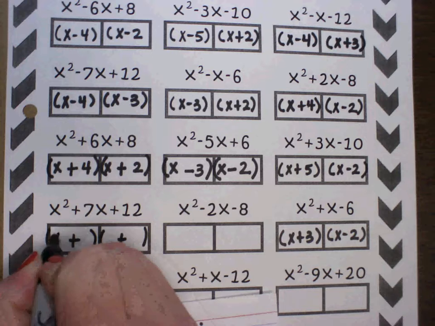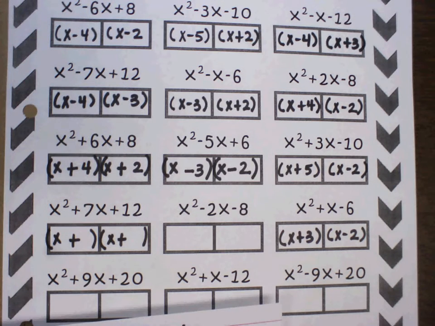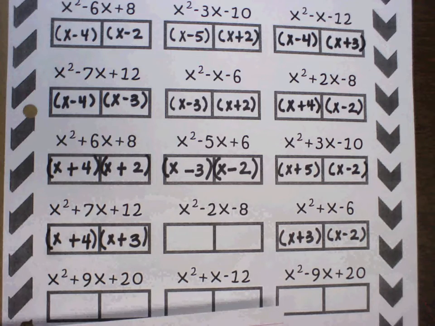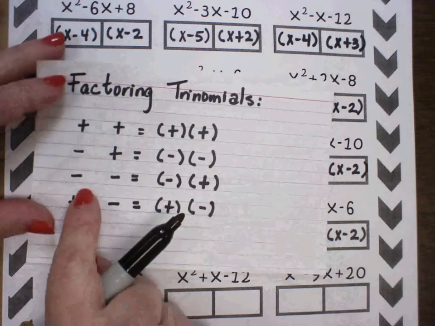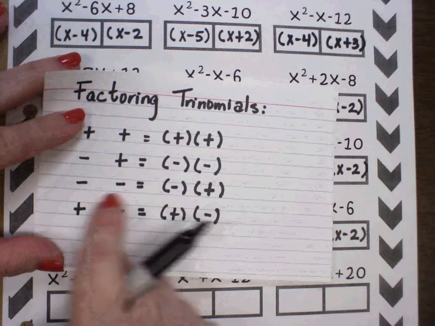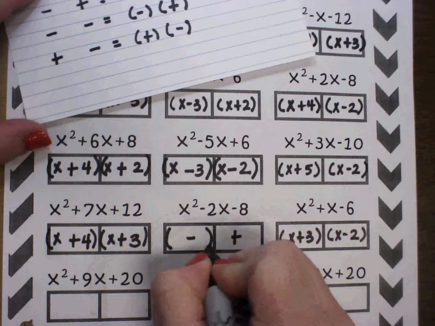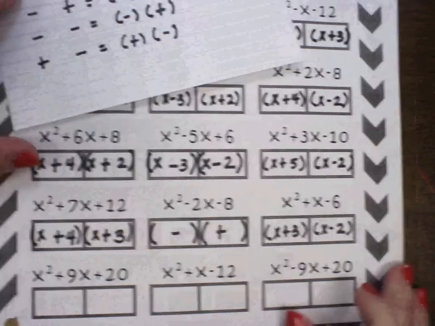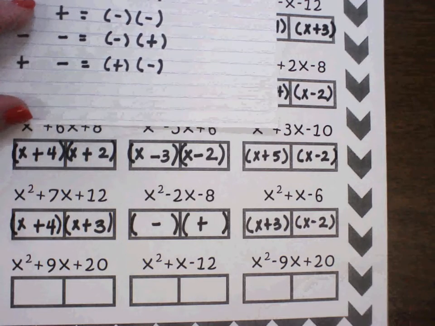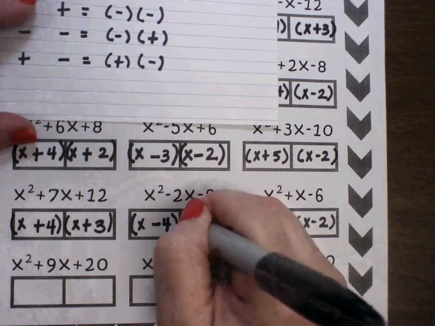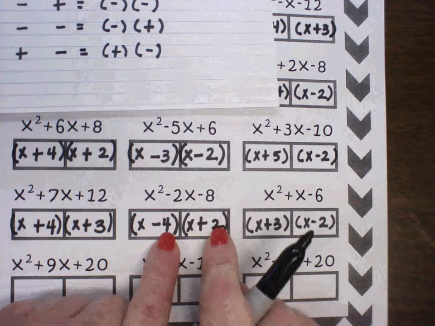Minus and then a plus, which means I'm subtracting, right? Because they're different signs. And which one needs to be negative? The 4. Very good. So x minus 4, x plus 2. Let's do it again. Negative 4 times 2 is negative 8. Negative 4 plus 2 is negative 2. We got it? All right, this is plus, plus, plus, plus. There you go. Pretty easy, right?